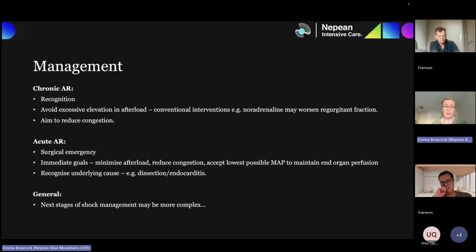I'm not going to go on to management. We kind of talked about it. In chronic AR, you need to recognize it first and foremost, and then you're going to try and avoid excessive afterload. Things that we do, like noradrenaline, might worsen that regurgitant fraction. You'll want to keep their lungs as dry as possible because their filling pressures are going to be high, so be mindful not to tip them over with fluid, or dry them out if they need it. Acute AR, as I said, you need to see what the mechanism is. It's usually dissection or endocarditis when it's acute and severe, and then work that out from there.